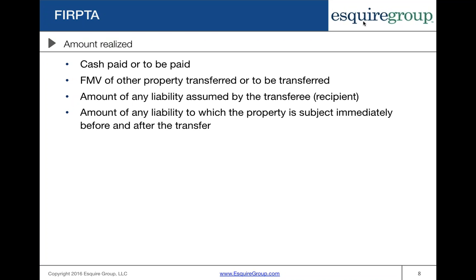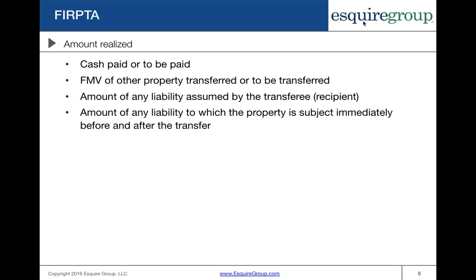The cash paid or to be paid is the sales price. Also, the fair market value of other property transferred or to be transferred can also be considered the amount realized. So an example would be, let's say a foreign person owned a house and they were trading that house for a Bentley. Whatever the value is on that transaction, the Bentley is essentially the same as money and would be considered amount realized.